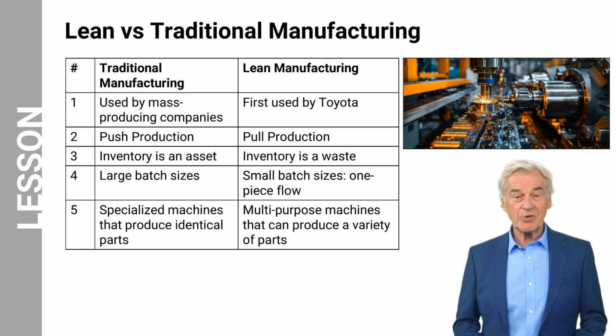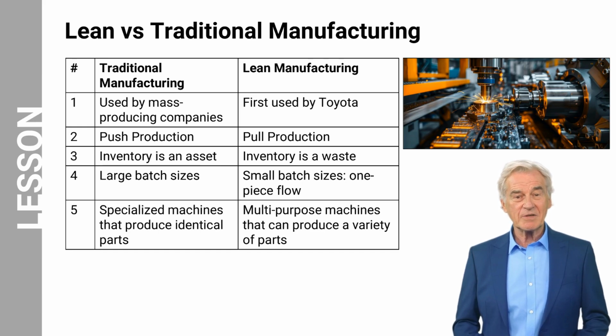We will now explore the basic differences between traditional and lean manufacturing approaches. Traditional manufacturing, typically employed by mass-producing companies, operates on a push production system where inventory is considered an asset and production occurs in large batches. This method relies on specialized machines designed to produce identical parts in high volumes.